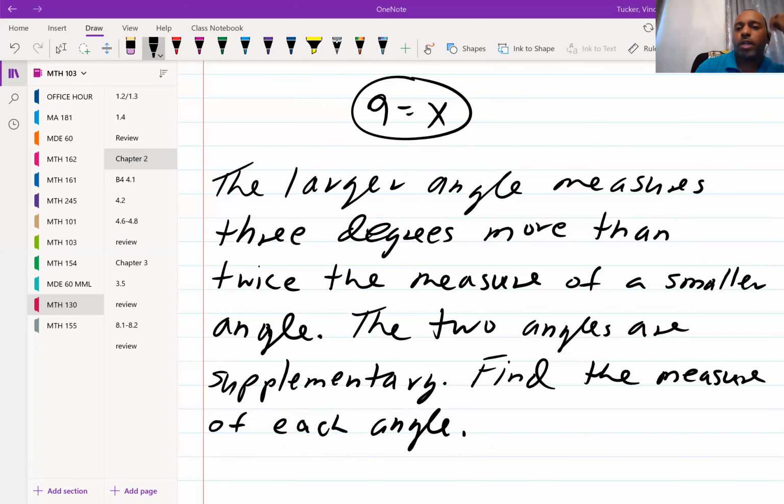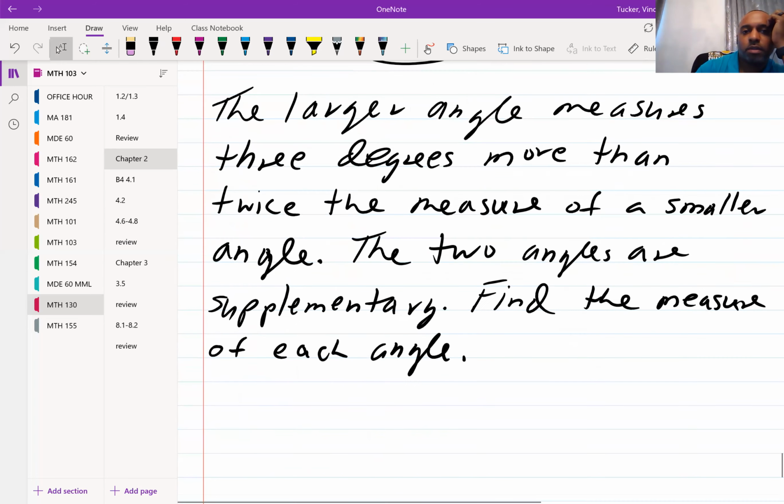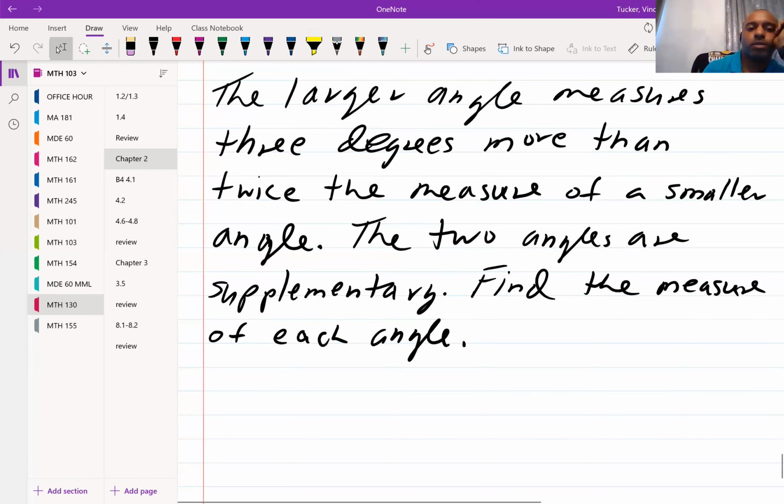All right, so we have a larger angle that measures 3 degrees more than twice the measure of a smaller angle. The two angles are supplementary. Find the measure of each. Okay, so before we get rolling, key relationship here is supplementary.